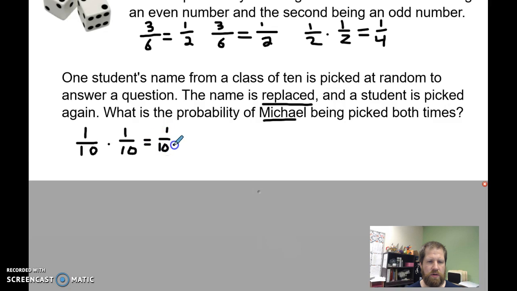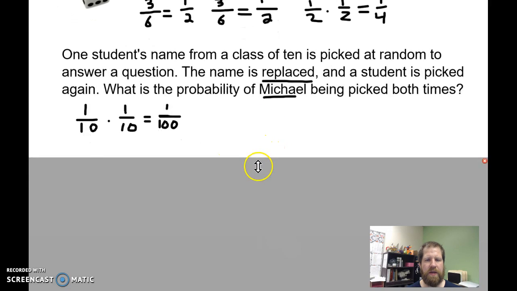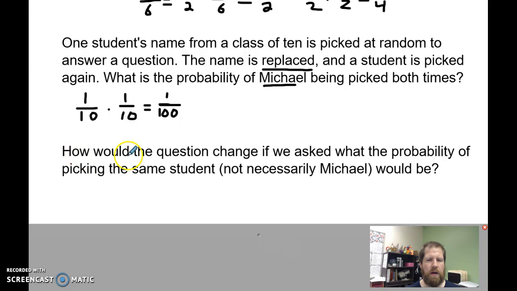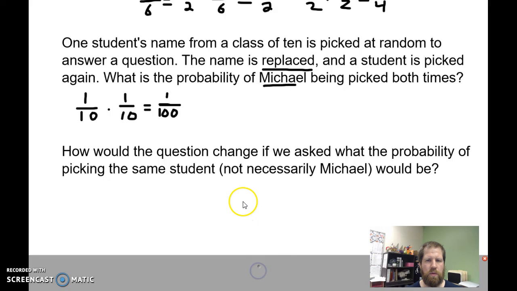It's a 1 out of 100. All right. Now, if we change the question slightly, so now instead of asking the probability of Michael being picked both times, we're asking what the probability would be of picking the same student, not necessarily Michael. And so now we've got to think about it.